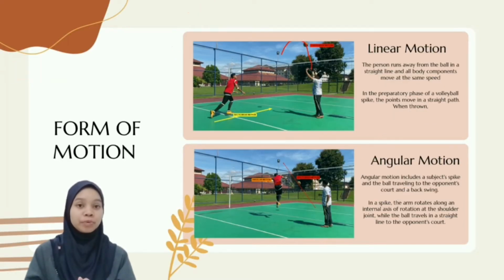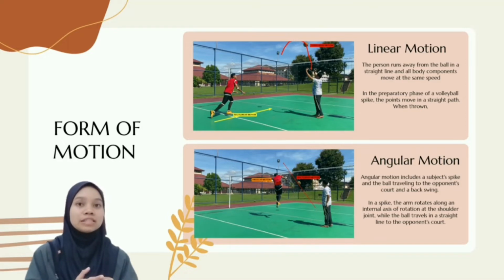In the spike, we have two types of motion, which are linear motion and angular motion. First, let's see the linear motion. Linear motion is when the person runs toward the ball in a straight line and all bodily components move at the same speed. The straight line motion is when all bodily parts move in the same direction at the same time. There is a motion called rectilinear motion, as we can see in the pictures, which is another name for straight line motion.